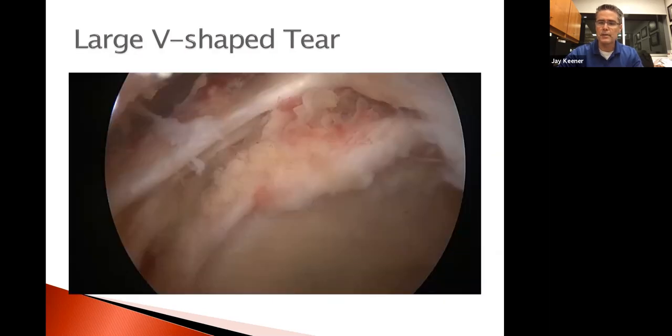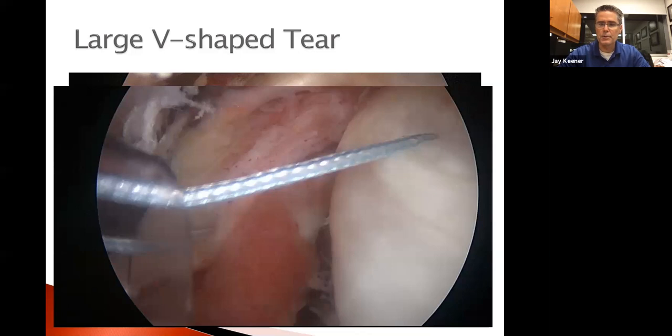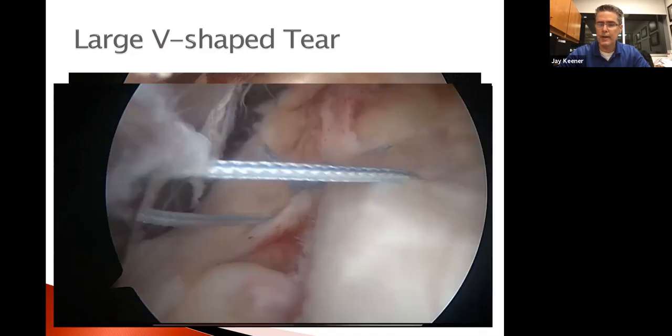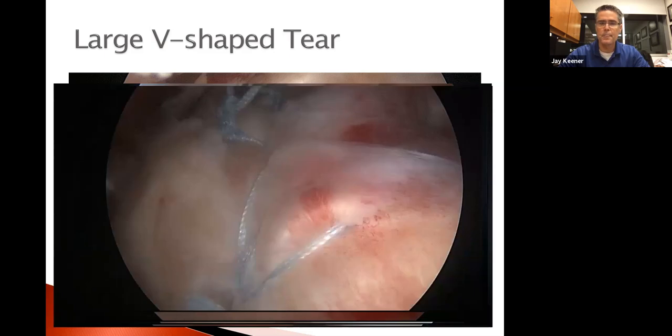So this is a lateral view of a beach chair position of a right shoulder. This is what I would call a V-shaped tear. So you cannot mobilize that edge to the bone without undue tension. So what you want to do is basically perform side-to-side repair, which effectively lateralizes the free edge, and then you can repair it to anchors down to the tuberosity footprint.